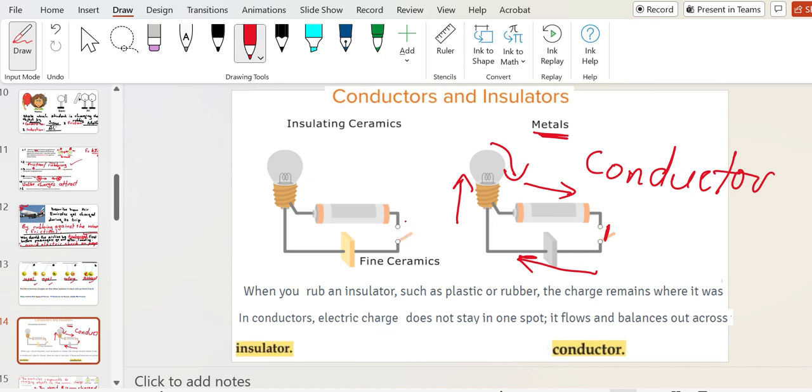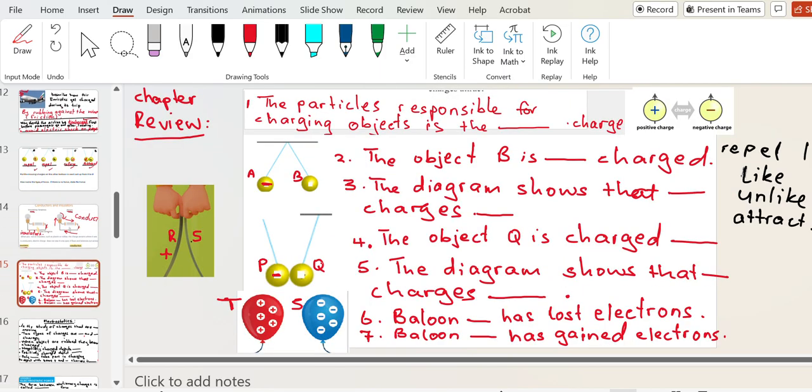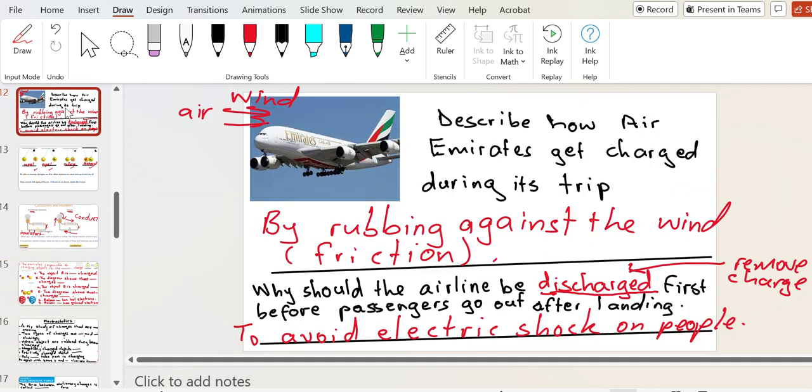But here, look, if I put rubber, ceramic, wood, these are insulators. They do not allow charge to move. Insulators do not allow charge to move. You must know what these words mean: insulator and conductor. Let's go to the next slide.